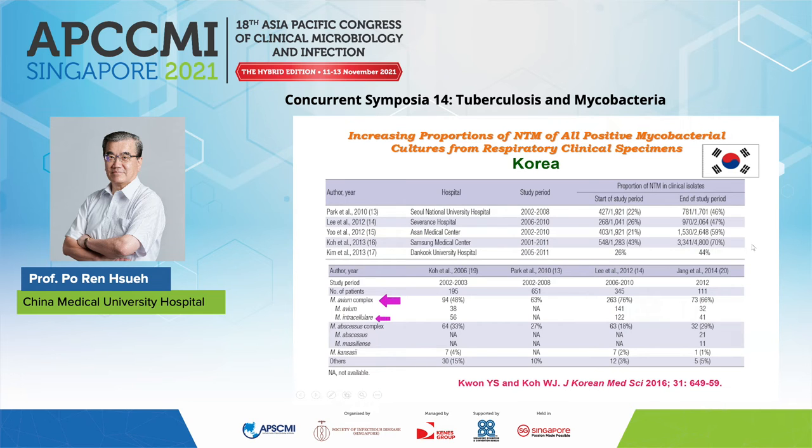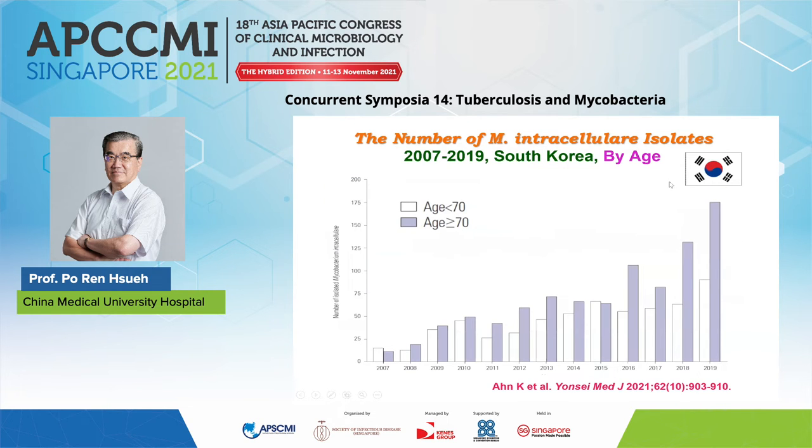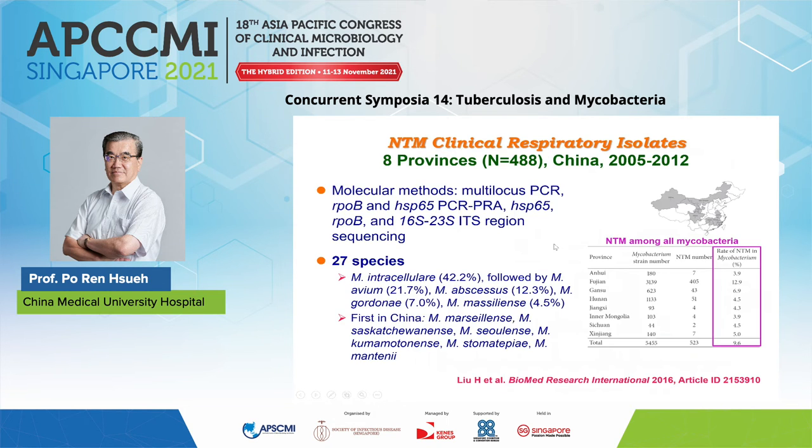And also, the most important will be the avian complex, and particularly the intracellular. You can see the recent study in South Korea by age. Here is the Mycobacterium intracellulare isolate, age by age, more than 70 and less than 70. You can see the MAC isolation is more common in old age, more than 70 years old. So this is the distribution related to the age.